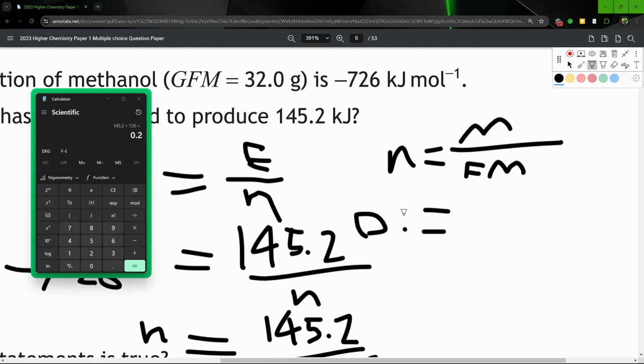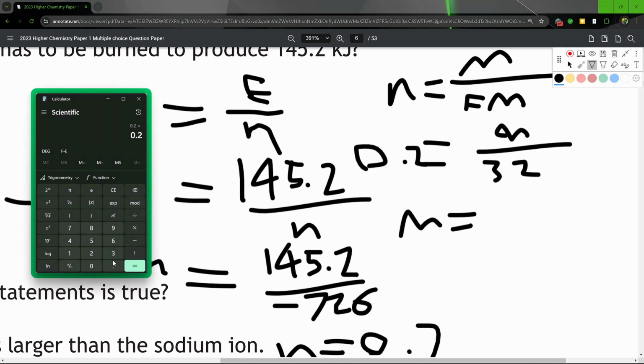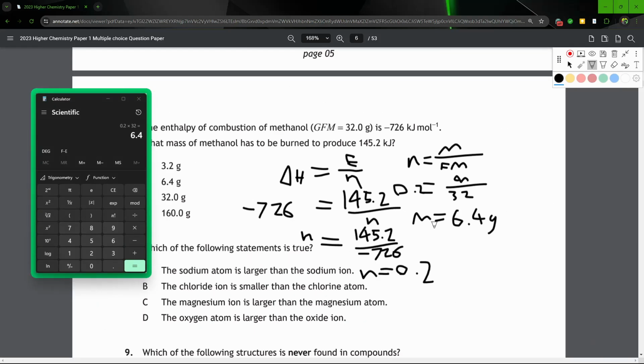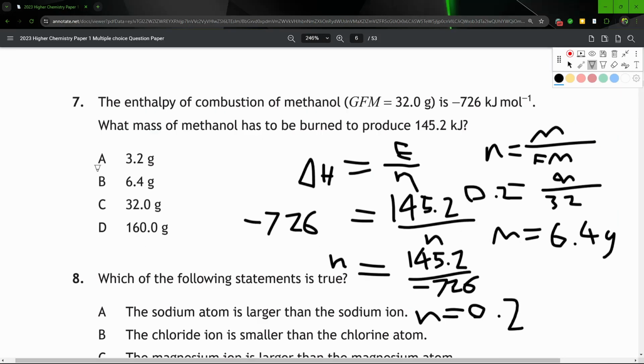So 0.2. I don't know what the mass is, but I do know what the formula mass is. It's 32. So the mass would just be 0.2 times 32, which would be 6.4. And once we've done that, we can go over here and see what number we get. It'll be B.